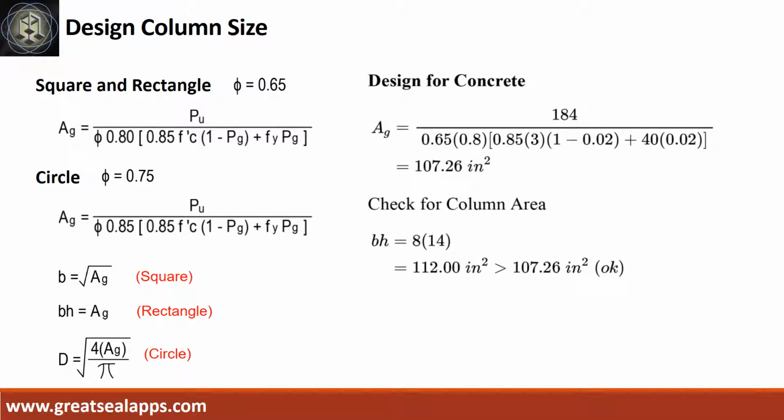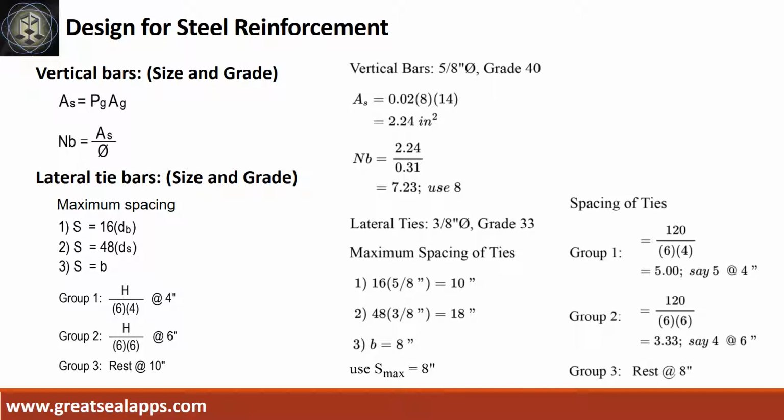Given factored load of 184 kips, the gross area of section is 107.26 square inches. The width of column is 8 inches and the length of column is 14 inches. Given steel ratio of 2%, width at 8 inches, length at 14 inches, the area of steel is 2.24 square inches. The number of bars for 5/8-inch diameter is 8. Follow the given computations for lateral ties.